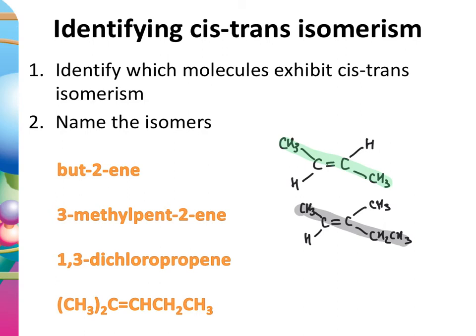Dichloropropene. Okay, so it's propene, so we don't have a number because it has to be the first carbon. So let's just put the CH3 there. We're told that we've got a chlorine on the first, a chlorine on the second, and we must have an H there. That's a bit tricky. So I think we could have the chlorines on across or on the same side. So that does suggest cis-trans.